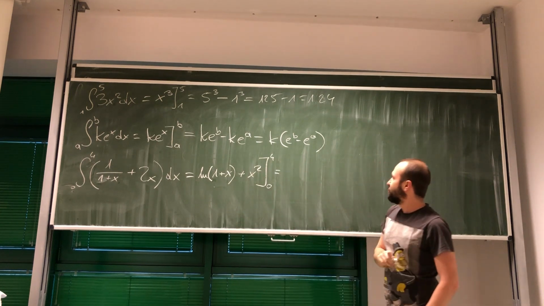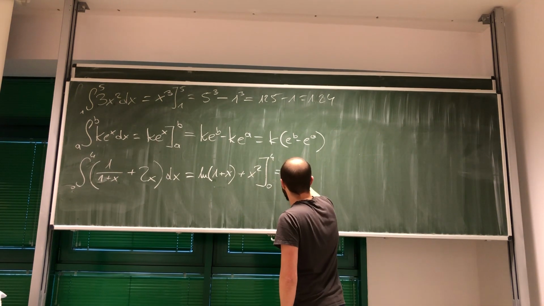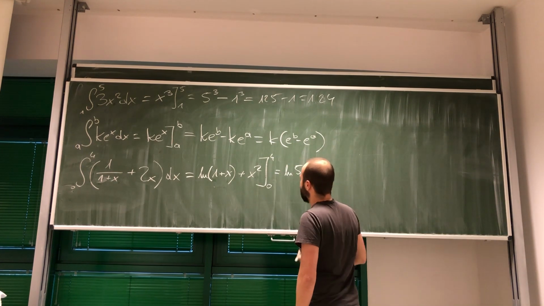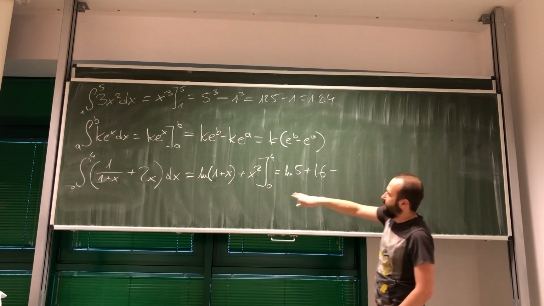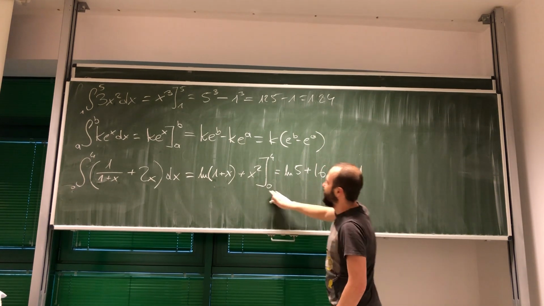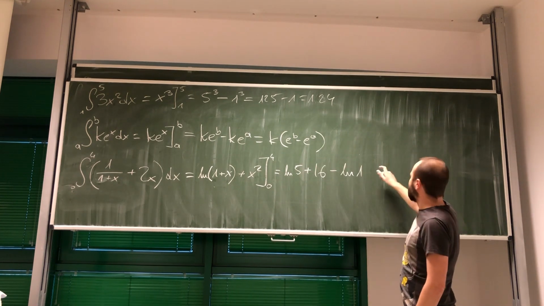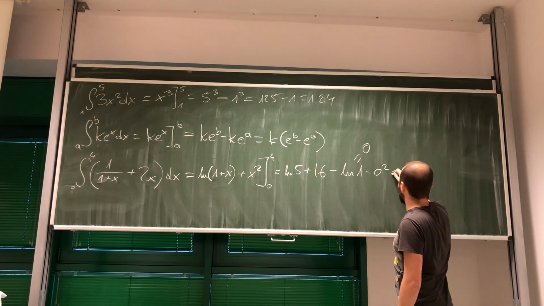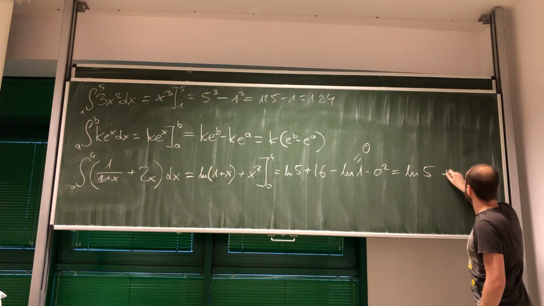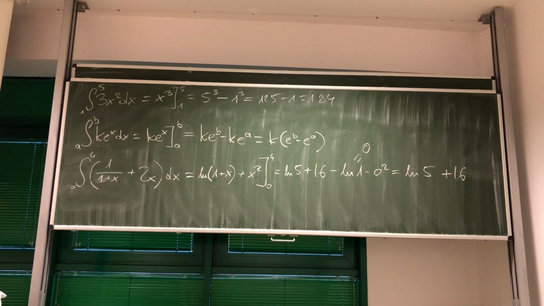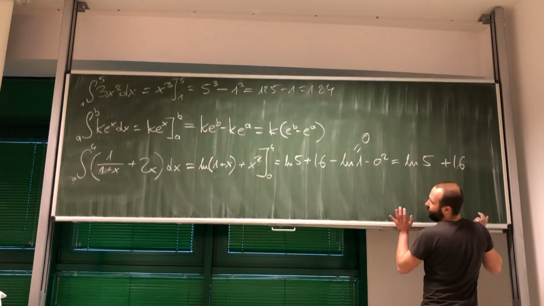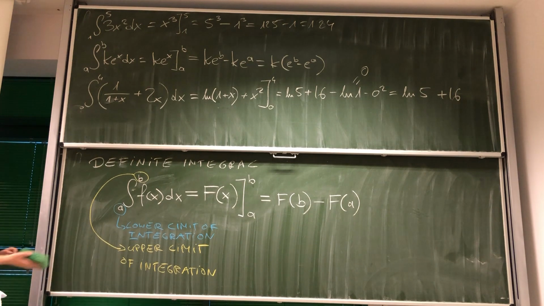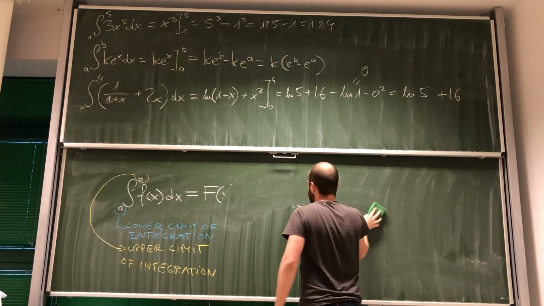And I put 0 and 4 here. So, first I substitute 4 instead of x. I'm getting that this is ln 5 plus 16, right? Then minus ln 1, right? Because now I'm substituting 0, minus 0 squared. So, because ln 1 is equal to 0, our outcome is simply ln 5 plus 16. Okay, so let's just try one more, and then we can move to interpretation of definite integrals.